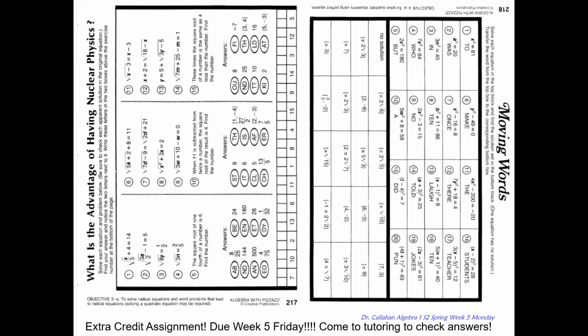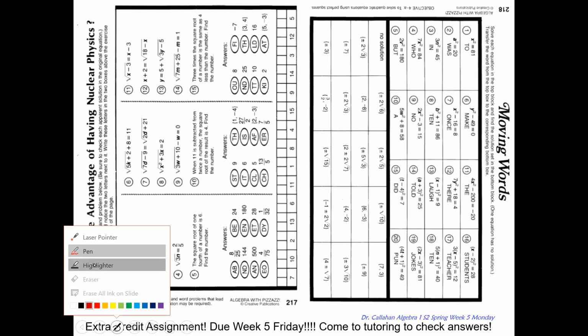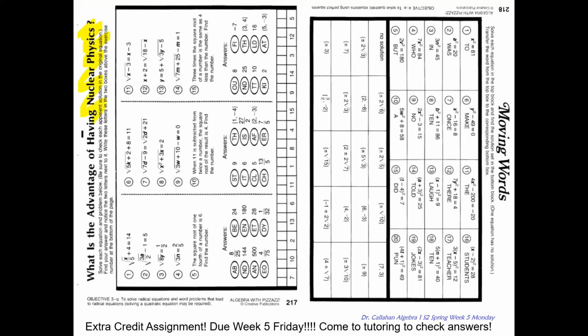And when you're done with that, you have two different extra credit assignments. You can either pick what is an advantage of having a nuclear physics, and the next one is moving words. So you can go ahead and pick either the left one or the right one, and they're both very similar.